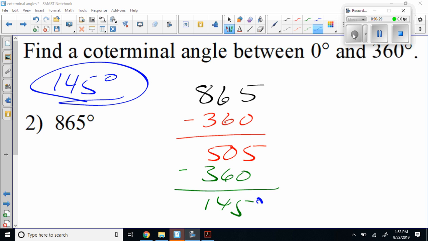Anybody? How many coterminal angles could you have? Why infinite? Or an infinite amount? Because you can never not add 360.